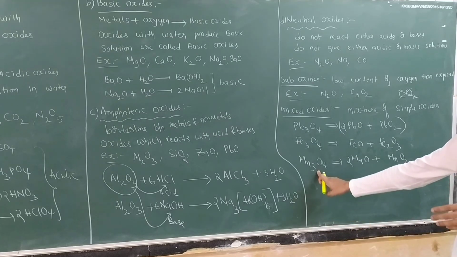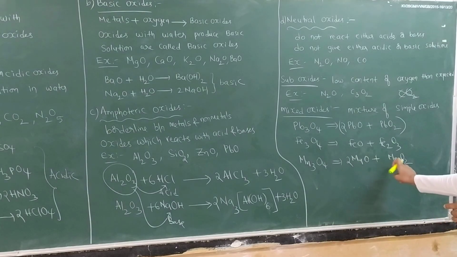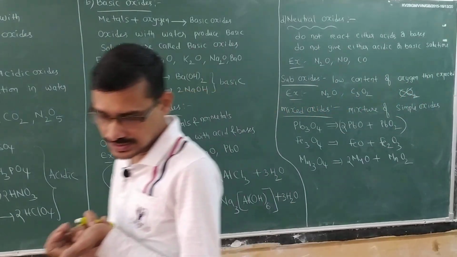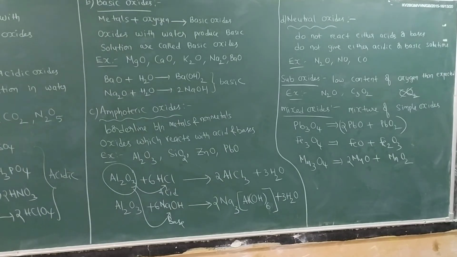Similarly, Mn3O4, manganese oxide and manganese dioxide, collectively called Mn3O4. Now these 3 are called what actually? Mixed oxides here. So this is about the different types of oxides.